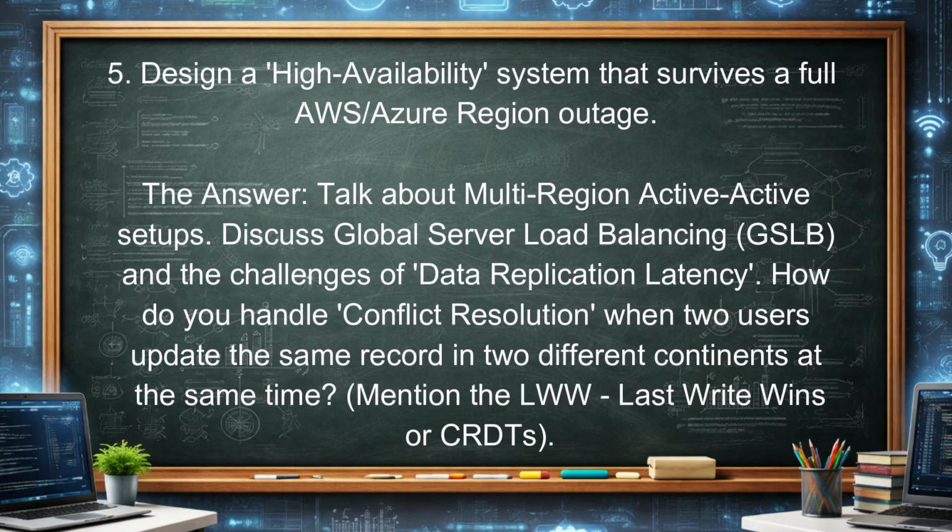Design a high availability system that survives a full AWS/Azure region outage. The answer: talk about multi-region active-active setups. Discuss global server load balancing, GSLB, and the challenges of data replication latency. How do you handle conflict resolution when 2 users update the same record in 2 different continents at the same time? Mention LWW, last write wins, or CRDTs.